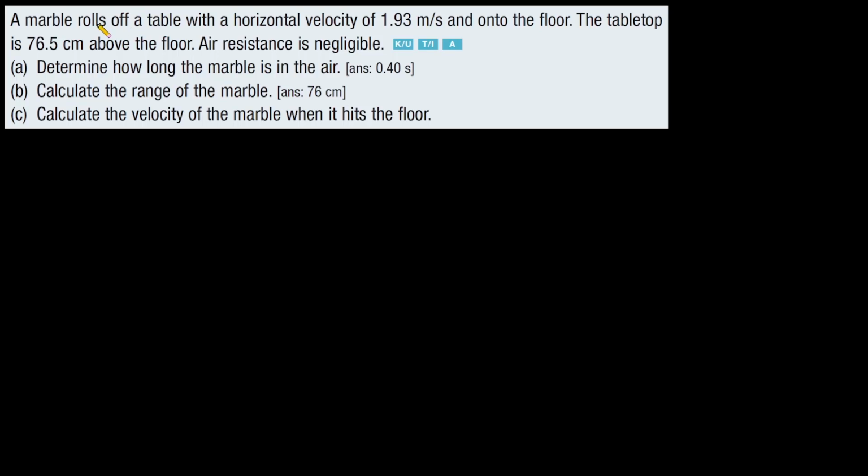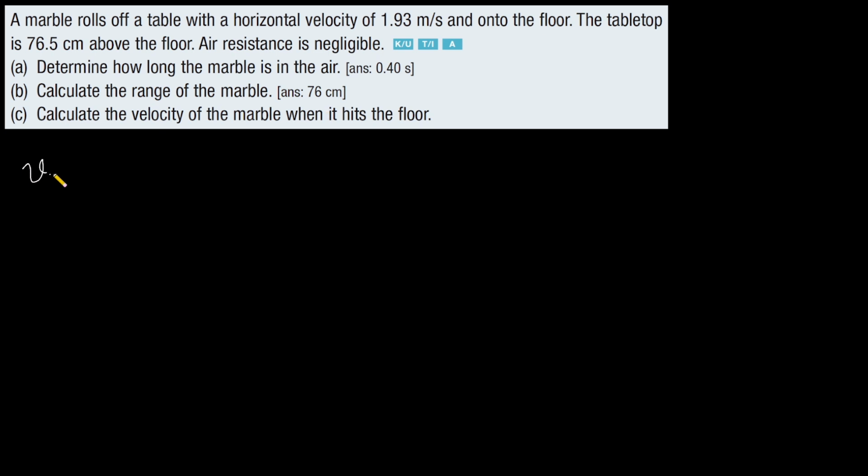Question: A marble rolls off a table with a horizontal velocity of 1.93 meters per second and onto the floor. The tabletop is 76.5 centimeters above the floor. Air resistance is negligible. A. Determine how long the marble is in the air. B. Calculate the range of the marble. C. Calculate the velocity of the marble when it hits the floor.